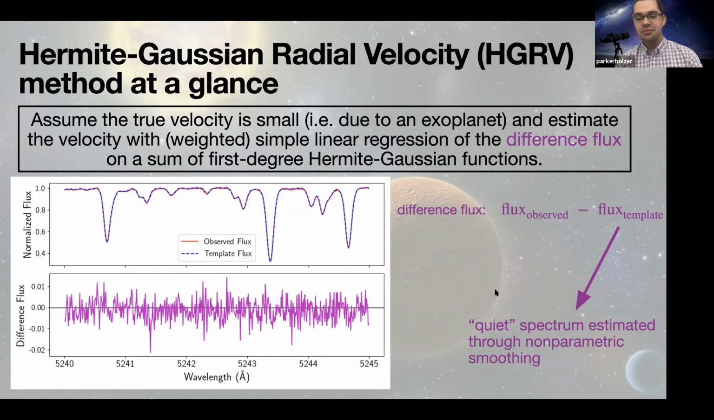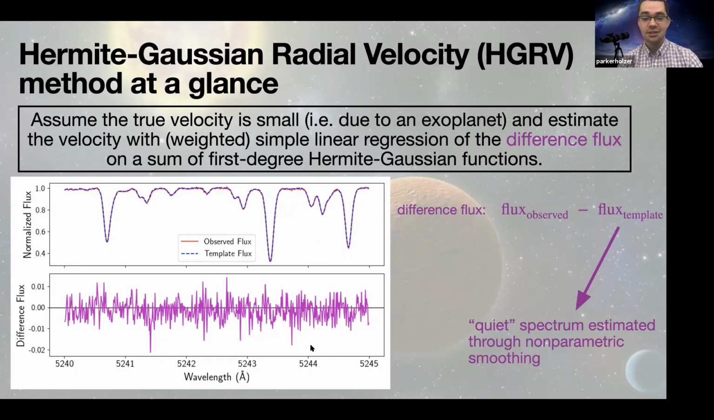And the template spectrum is nothing more than a quiet spectrum. By quiet, I mean there's no stellar activity, there's no Doppler shift, and there's no noise. And while we don't have access to the true template spectrum of a star, we can at least estimate it pretty accurately through nonparametric smoothing. And so the difference flux is just red minus blue in this plot. And the difference flux is plotted down here.